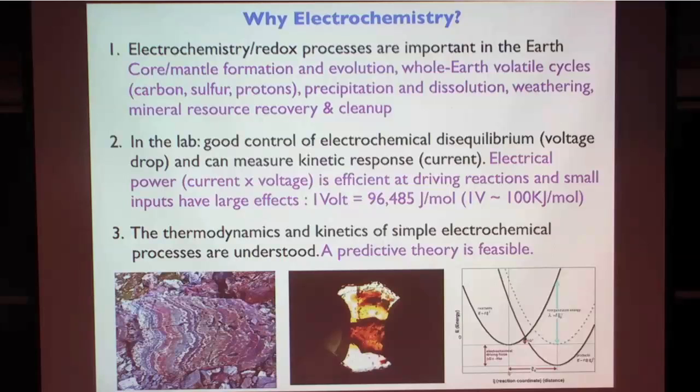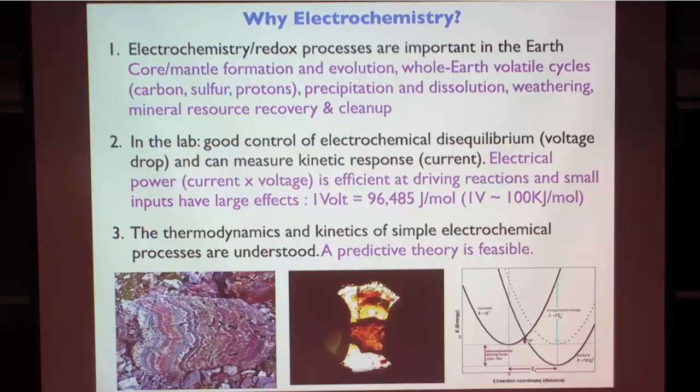Broader than that, the question becomes who gives the electrons and who takes the electrons. And that, of course, is dependent on some deep Earth definition of where each of these species are in an electrochemical series. There are other important applications, including precipitation and dissolution when there's oxidation involved, changing of iron +2 to iron +3 in an oxidized environment, weathering reactions, mineral resource and recovery, and of course cleanups of the messes that we make when we recover ores and minerals.